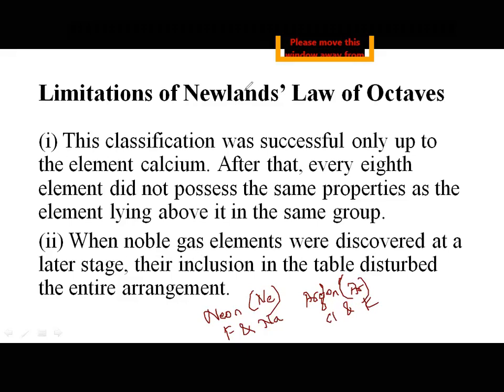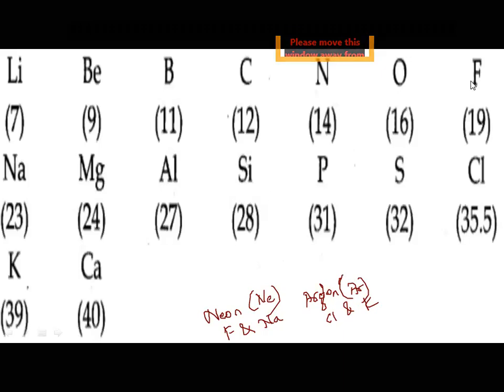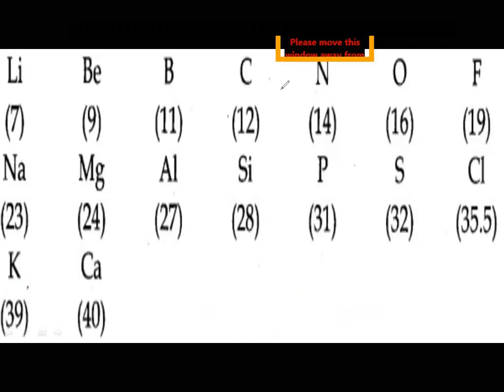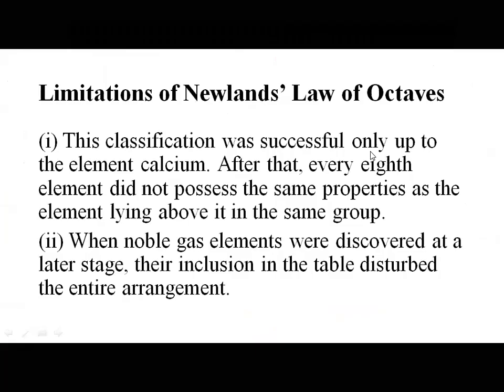You can see here. Between fluorine and sodium, he placed neon here. And between chlorine and potassium, he placed argon here. So when he placed this, these became eighth elements, and this became what? This became the ninth element. Similarly, when this became the eighth element, this became the ninth element. But his law says every eighth element. Understanding? His law says every eighth element. Therefore, that was another drawback.